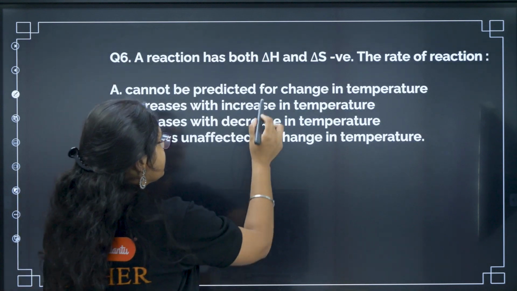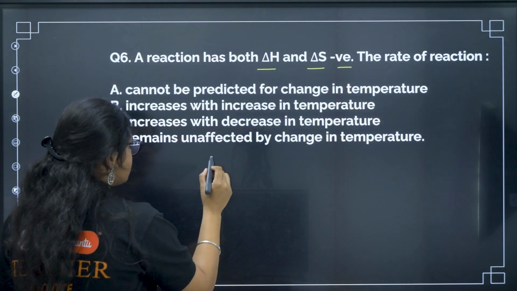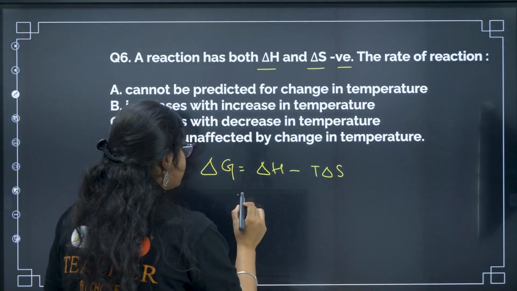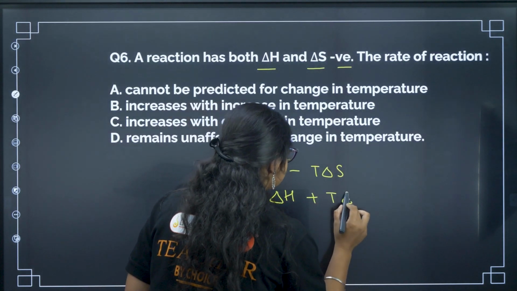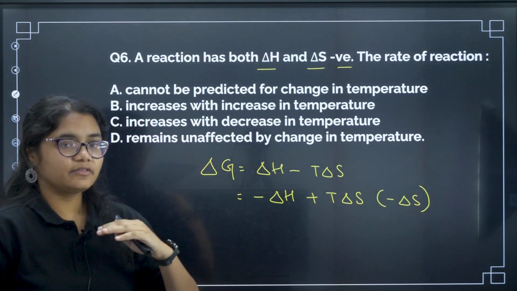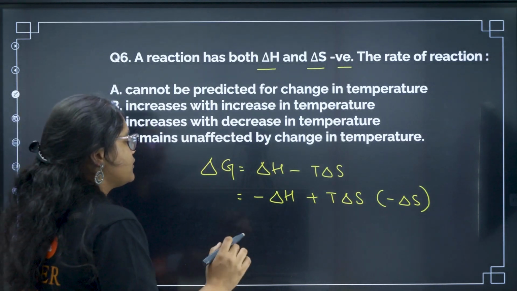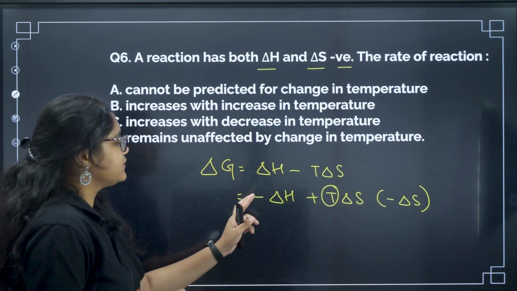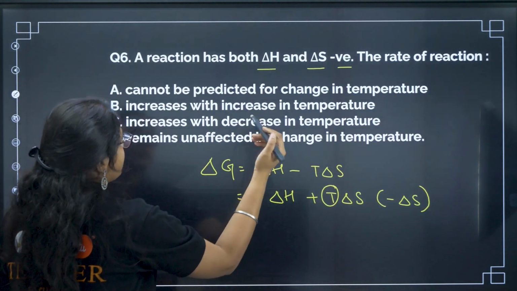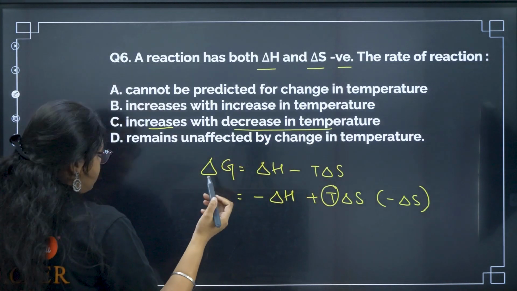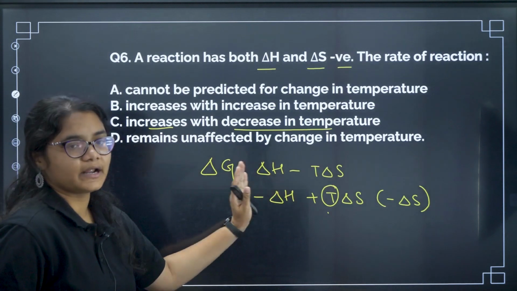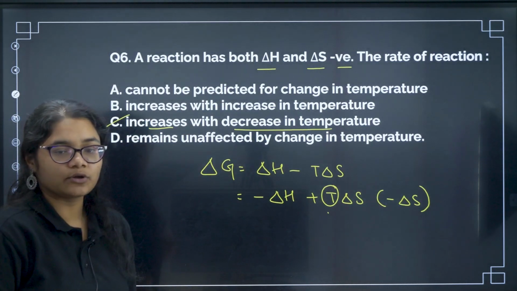Next, a reaction has both delta H and delta S negative. The rate of the reaction? For this one, we have the equation delta G is equal to delta H minus T delta S. According to the question, both are negative, so we can write delta H plus T delta S, because delta S is negative. The rate of the reaction will be faster if it is a spontaneous reaction. For a spontaneous reaction, the temperature value should be less so that this term is less than the other term and the overall answer comes out to be negative. So the rate of the reaction increases with the decrease in temperature. If we decrease the temperature, we get a lower value, and then if you subtract it, we get delta G as negative. So the correct answer for this question is option number C.